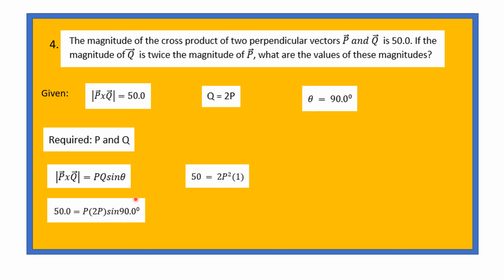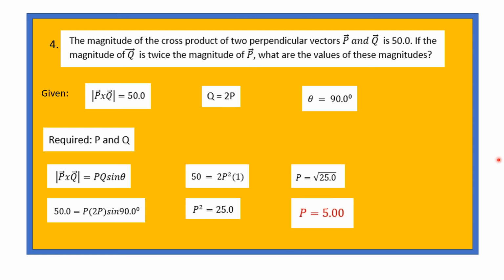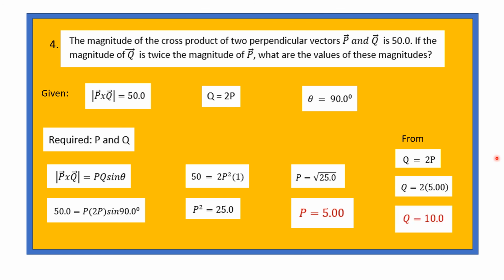So 50 equals 2P squared, so therefore we have P squared equals 25. So P is simply equal to the square root of 25, therefore equal to 5.00. And from this equation, we have Q is 2P, we expect Q to be equal to 10. So we have Q equals 2 times 5, it gives us 10. So the magnitudes of vectors P and Q are 5 and 10.